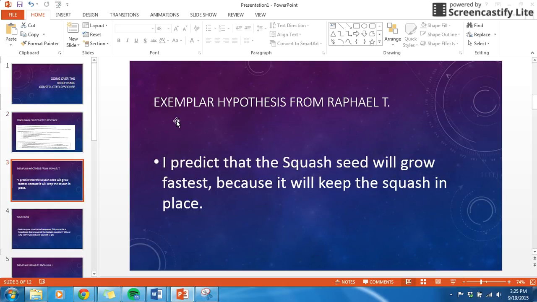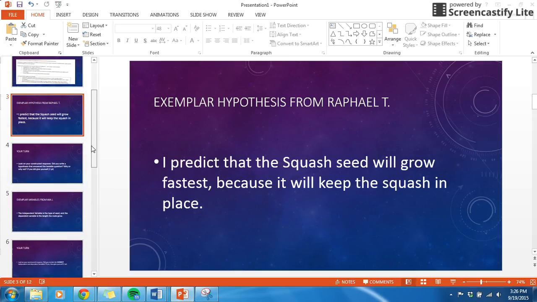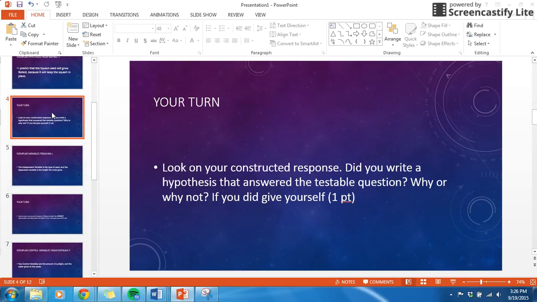So we're going to look at an exemplar hypothesis from Raphael. He said that I predict that the squash seed will grow the fastest because it will keep the squash in place. Please make sure you take down this exemplar now. It's now your turn. I want you to look at your constructed response. Did you write a hypothesis that answered the testable question? Why or why not? And if you did, give yourself 1 point.